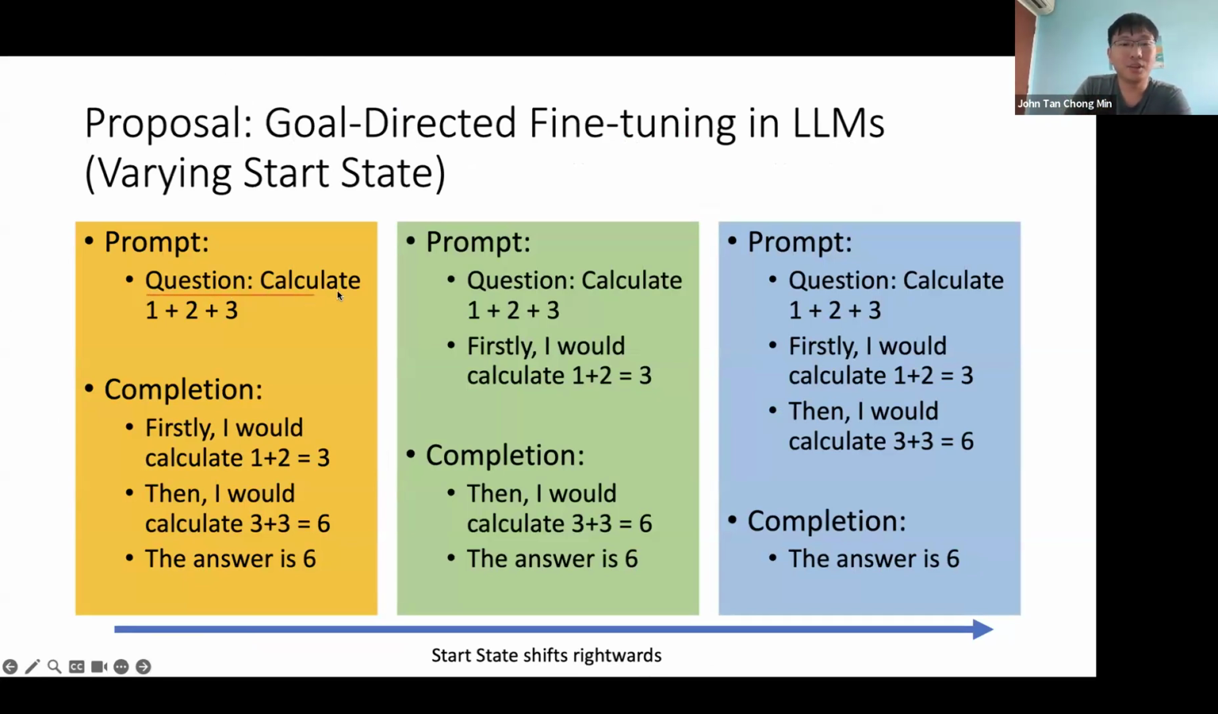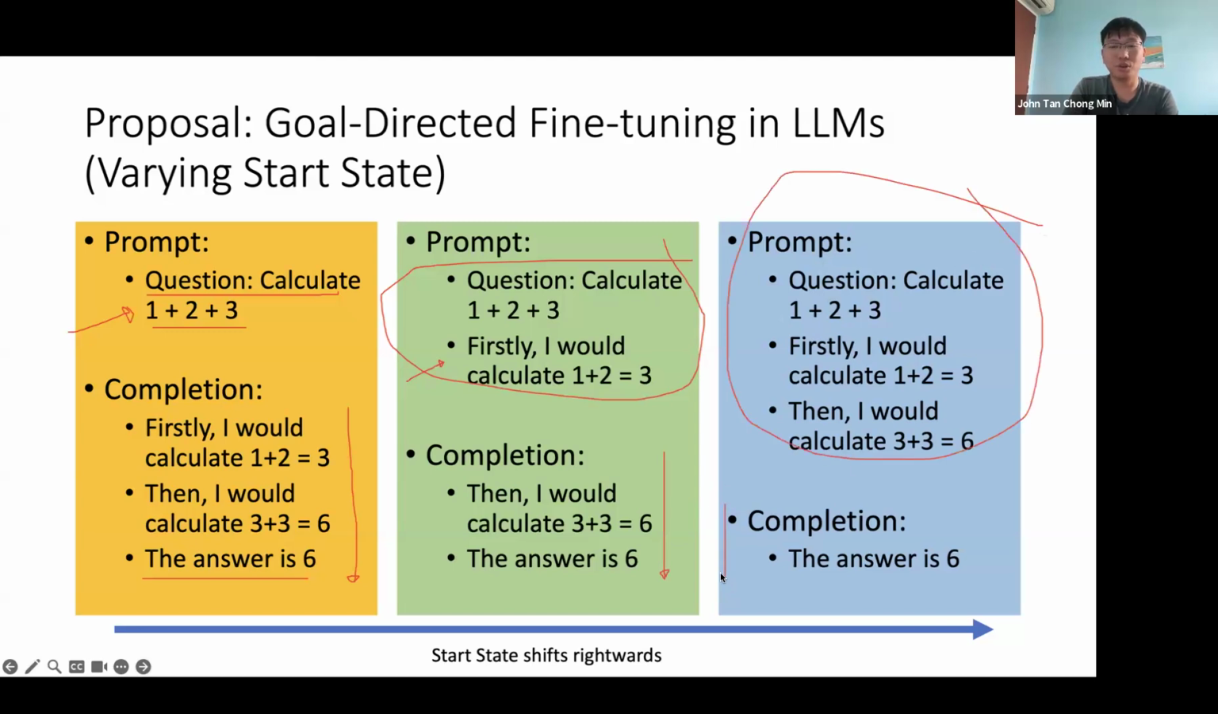So let's say my prompt is like that: calculate 1 plus 2 plus 3. And then my completion would be the chain of thought needed to get here. Why don't we, instead of just training from this question alone, train with this question with maybe the first step, and then train the next completion. And then you train with the second step also, and then you train for the completion. So essentially what happens is that I get to understand how to get from my start state, which is more and more encompassing, to my end state.